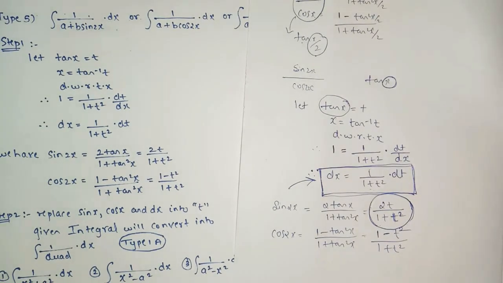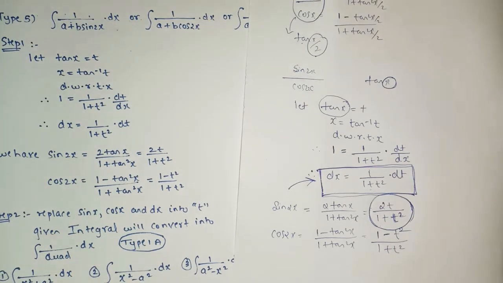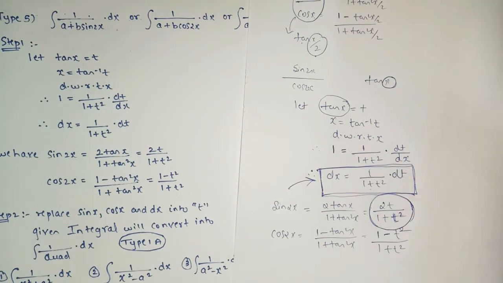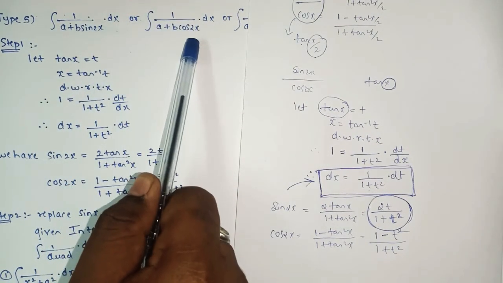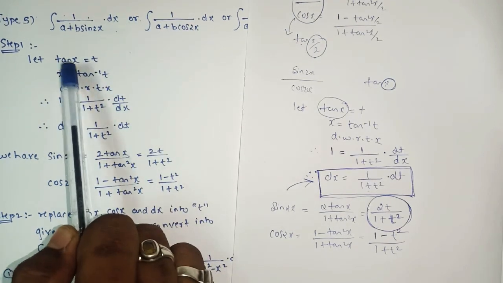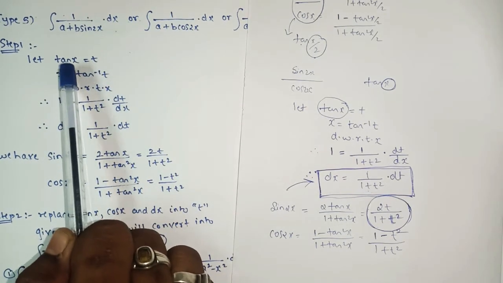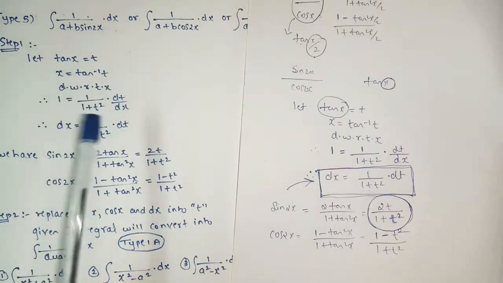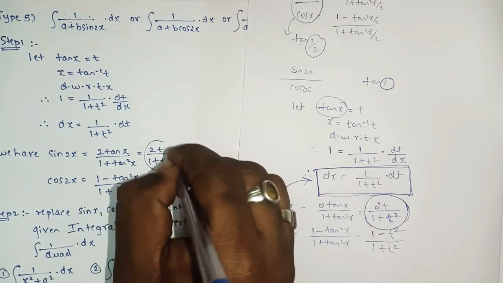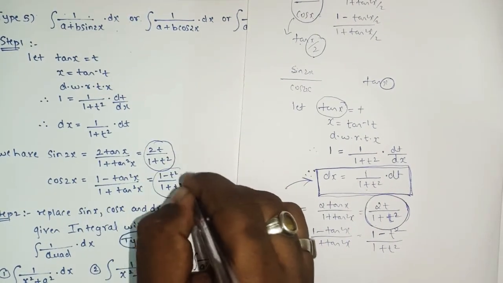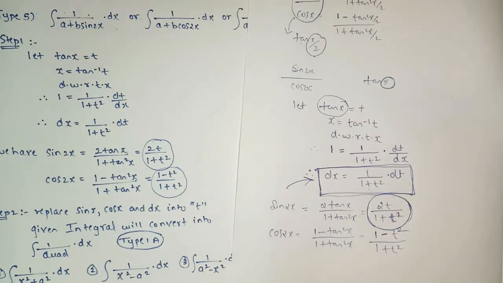I hope you all understood the format. The change in the type number 5 is what? Sin x and cos x will be replaced by sin 2x and cos 2x. Here we have to take tan x, not tan x by 2. dx will be 1 upon 1 plus t square, but sin 2x and cos 2x formula remains same. Yes or no? This part is same. Then step number 2 is what?